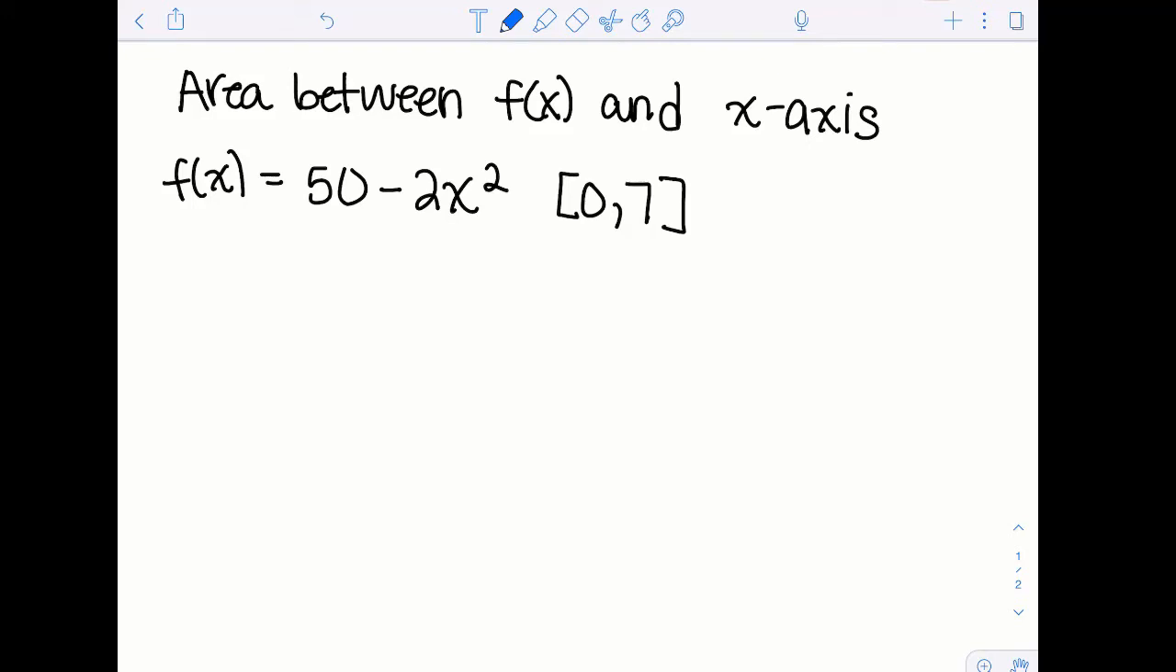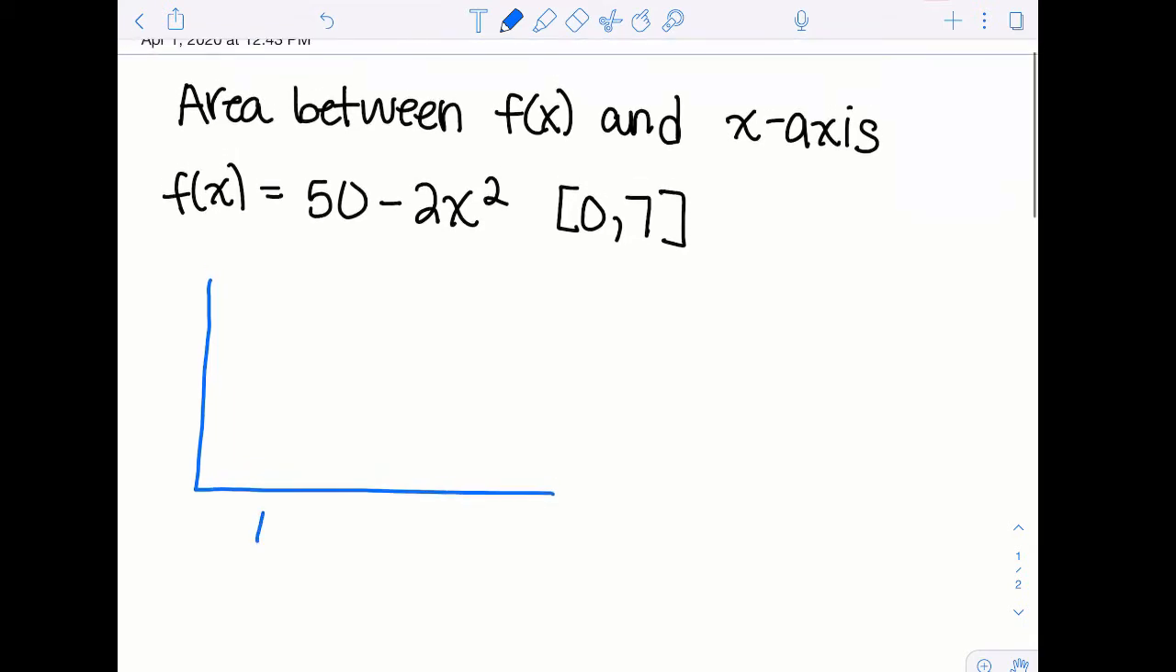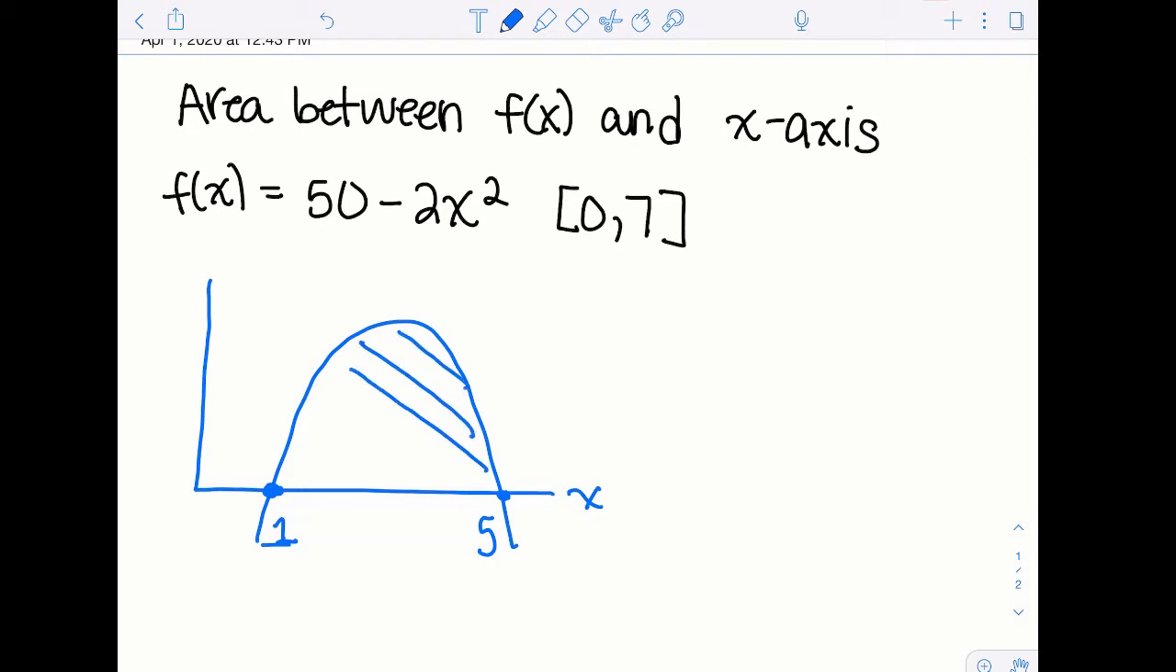Today's video is on how to find the area between a curve and the x-axis. So one thing about area and integrals is, let's say we have a graph that hits the x-axis like this, maybe let's say that that's 1 and this is 5. So if we want the area between the curve and the x-axis, we're looking for this area in here.